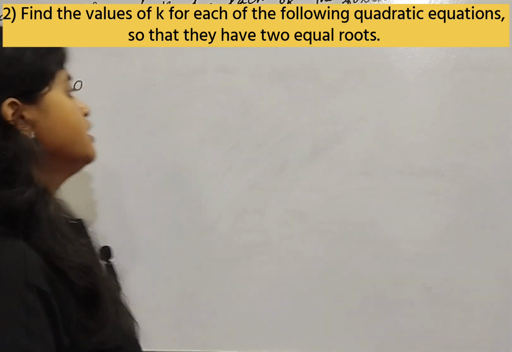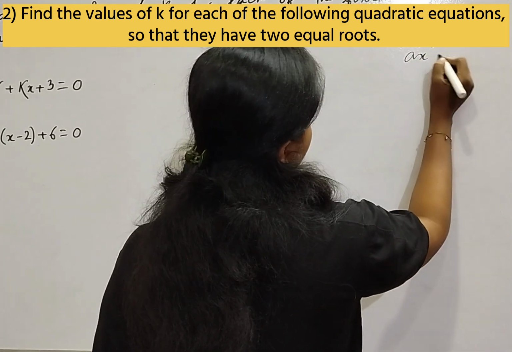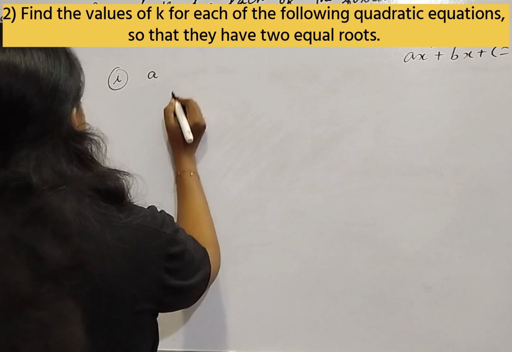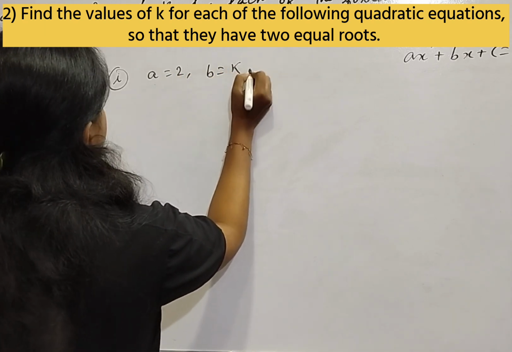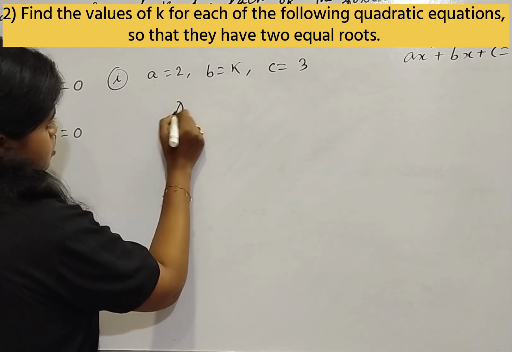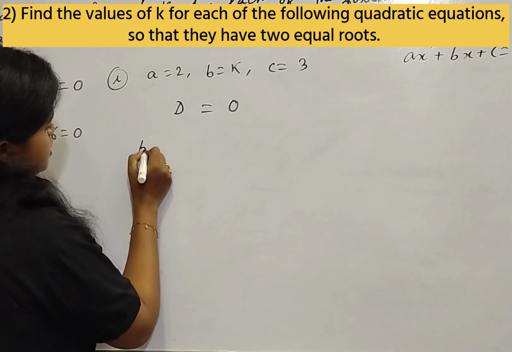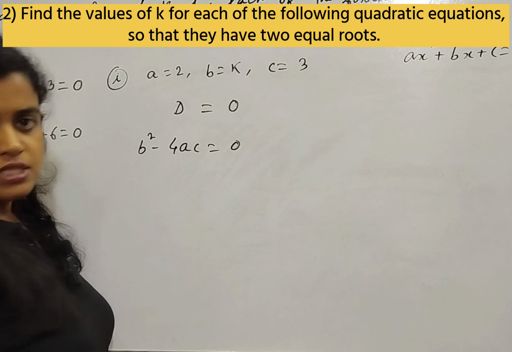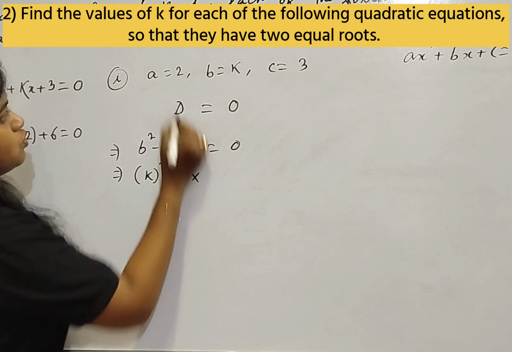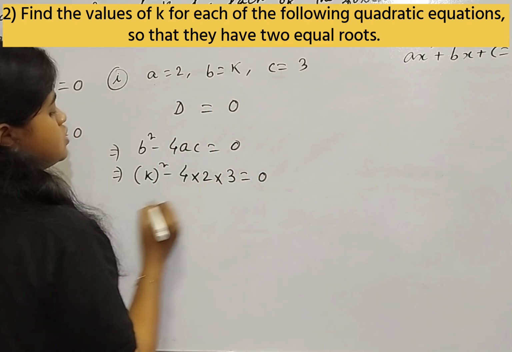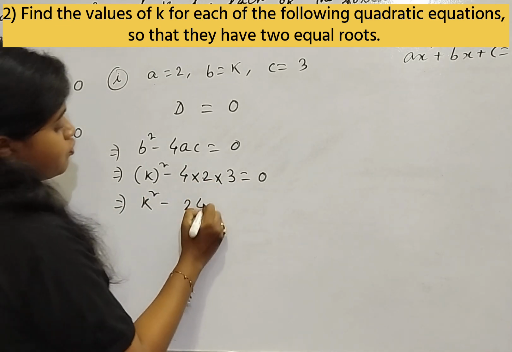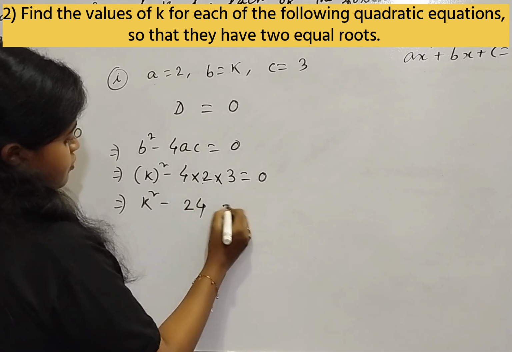Let us discuss question number 1. Comparing with the standard form of a quadratic equation, we have to find the values of a, b and c. For this equation, the value of a is 2, b is k, and c is 3. Now we have to set the discriminant equal to 0, because they have equal roots. So D means b square minus 4ac equals 0. The value of b is k, so k square minus 4 times 2 times 3 equals 0. So k square minus 4 times 2 is 8, 8 times 3 is 24, equals 0.